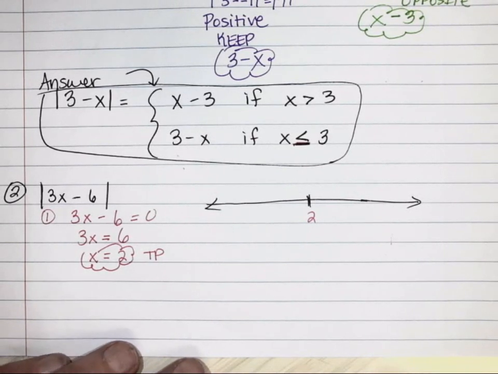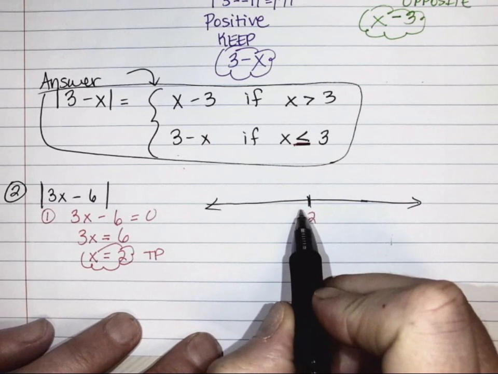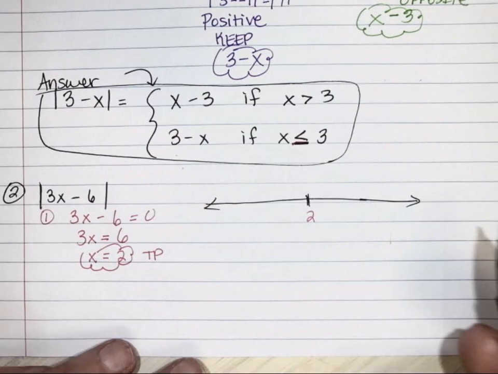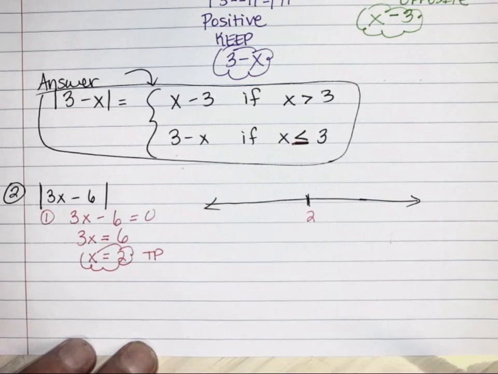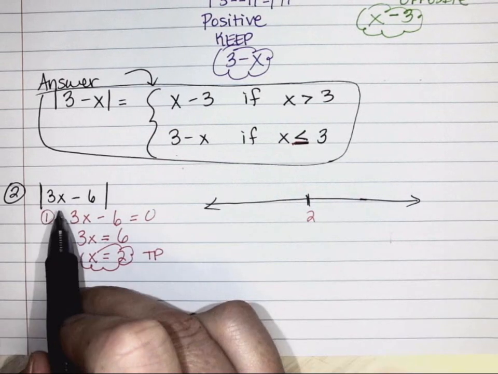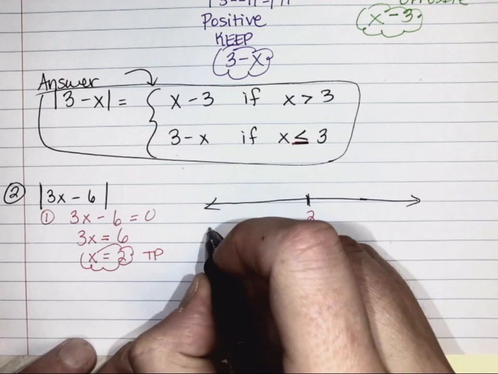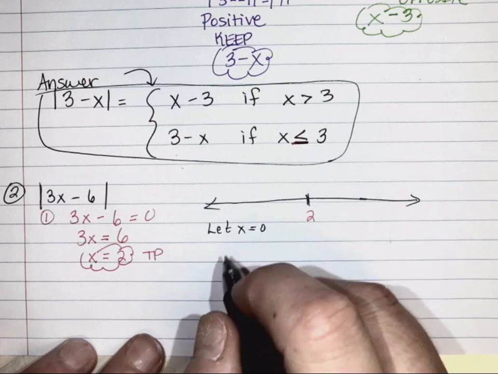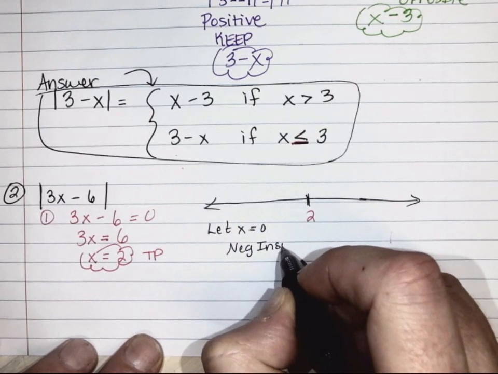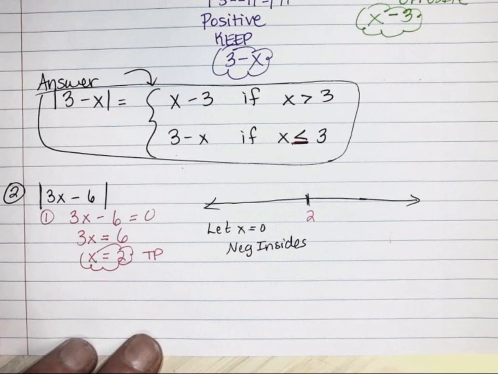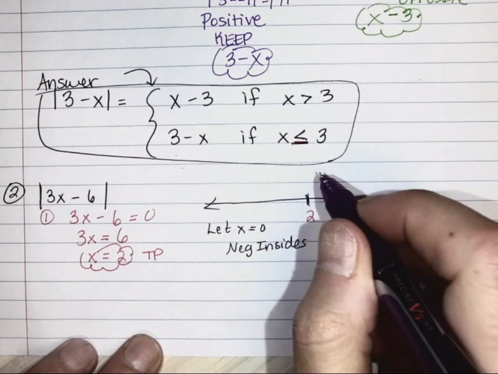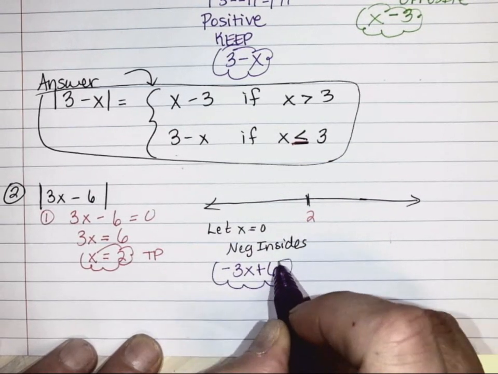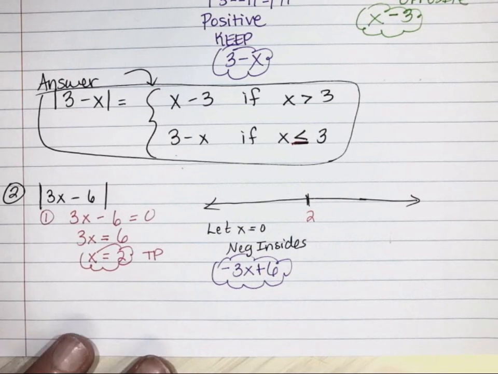So we're going to test some values out here. If I plug in numbers below 2, such as 0, so let's do that. We know that 0 is to the left of 2 on the number line. So let's let x equal 0. Then I get a negative inside. 3 times 0 is 0, 0 minus 6. So I get negative insides. So guess what? It's going to change to the left of 2. So to the left of this, I get -3x plus 6. So it changes, and you always drop the absolute value, okay?